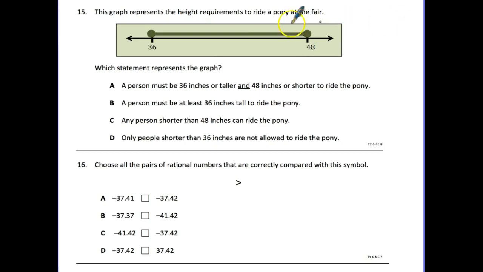So I want you to draw this graph that you see here on the product side, and your process side is going to be explaining which of these statements you think is the correct answer and why. So take 3 minutes to draw the graph. Consider what this is telling you. You've got 36 inches, 48 inches. You've got a line in between. So you know it's from 36 to 48, but that closed circle is what you need to think about. What does that mean? And pause the video, come back in 3 minutes.